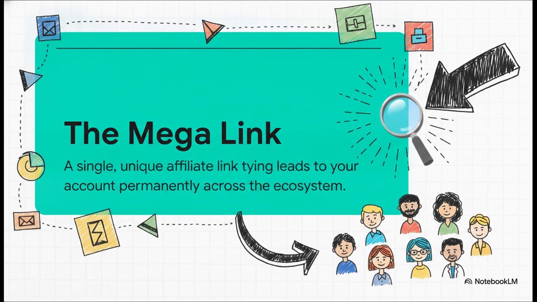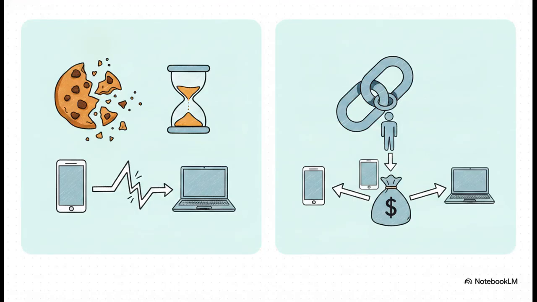But the real magic here is what actually happens after they click. And this brilliantly illustrates the core mechanical difference of the whole platform. Think about traditional affiliate marketing. Attribution there is tracked by browser cookies, right? But cookies are temporary, they expire, and worst of all, they're tied to a specific device. So if someone clicks your link on their phone on a Tuesday, but decides to buy later on their laptop on a Thursday, you almost always lose that commission.